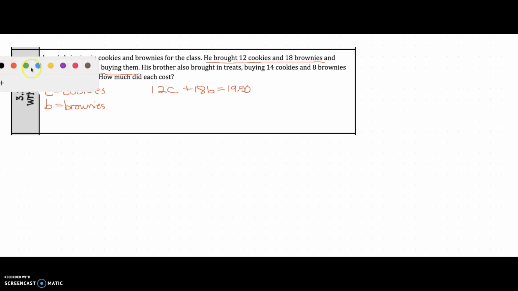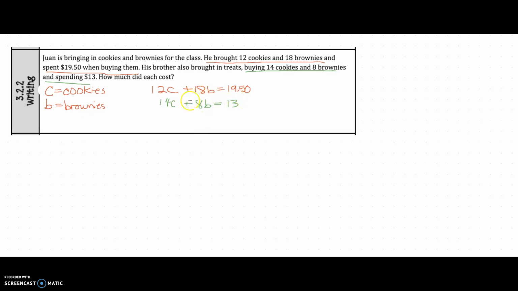The other equation that we have is about his brother. So his brother bought 14 cookies and 8 brownies and spent $13. So we have 14C plus 8B, and that equals 13.